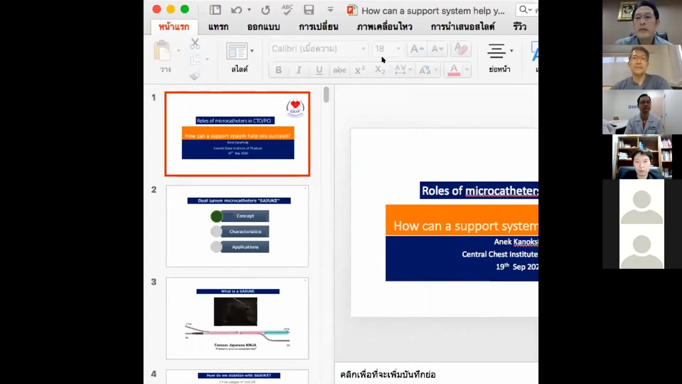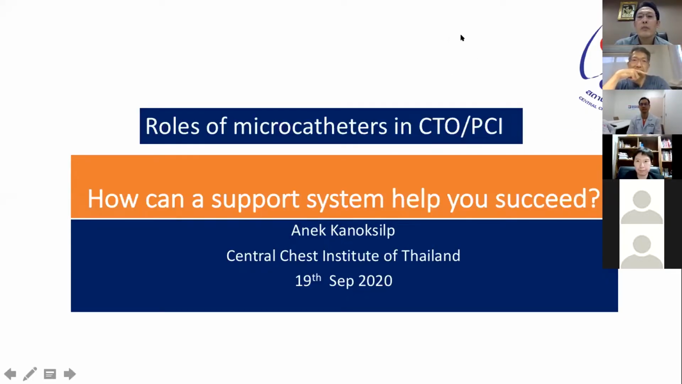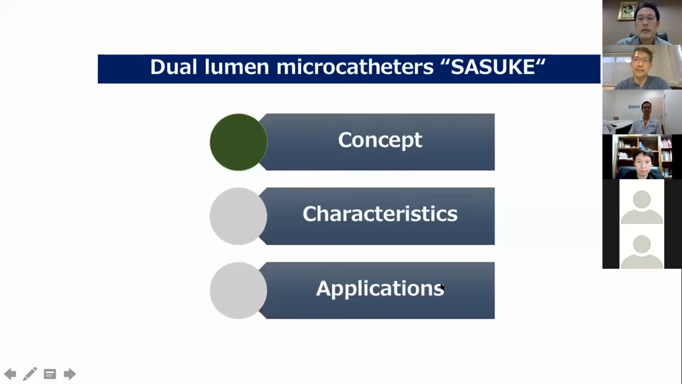Thank you very much. Good afternoon, all panelists and audience. My topic today is the dual lumen microcatheter in CTO PCI, and the topic is how can the support system help you succeed. My presentation will focus on the Sasuke microcatheter, and the scope of the talk is the concept of the Sasuke and the characteristics and application of the dual lumen catheter.